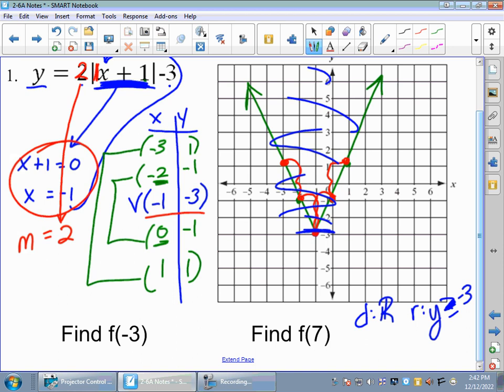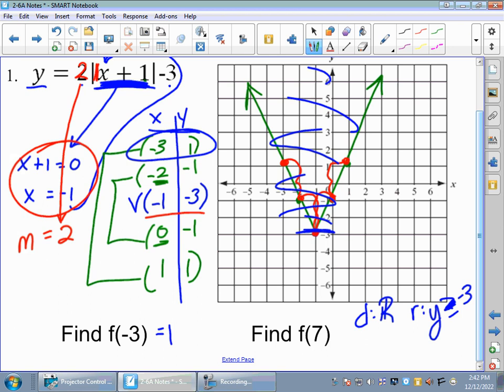Down below, I got these two function values. Find the value of f of -3. You could use your graph. -3 gives me 1. I could use the table. I have it right there, -3, 1. And I could use the equation. When I plug in -3, I add 1, I get -2. Absolute value of -2 is 2. 2 times 2 is 4. 4 minus 3 is 1.